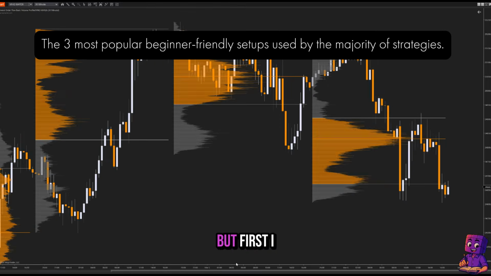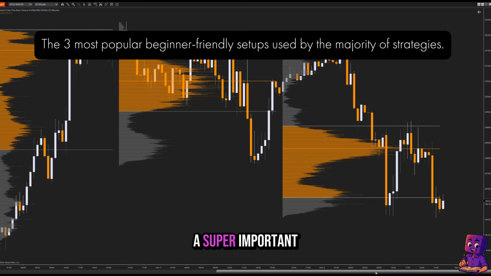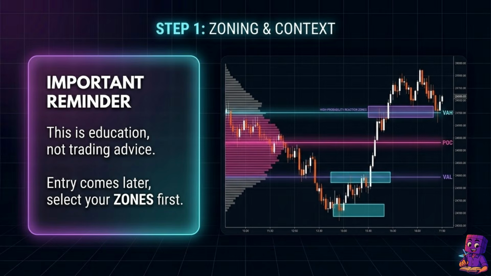Let's keep it practical, but first, I have to add a super important reminder. This is not trading advice or a strategy. It is purely educational, and it's the most common way to use volume profile. You will find that the majority of strategies use it in a similar way. It's your duty to understand the concept and adapt it to your way of analyzing the charts.